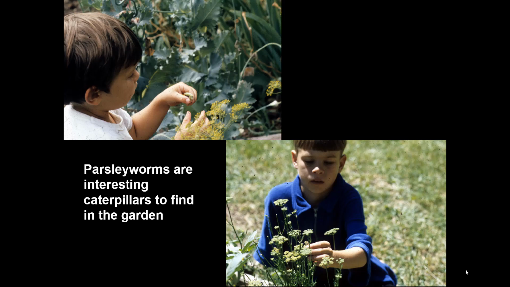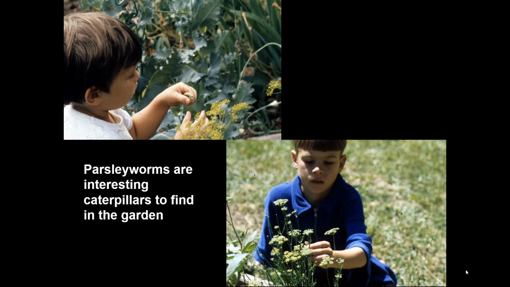And it is an interesting caterpillar that my kids would collect when they were young. I mean, they're bored in the summer. What to do? Well, hey, there's some parsley worms out on the dill, and they would go out there because it is that attractive looking caterpillar.